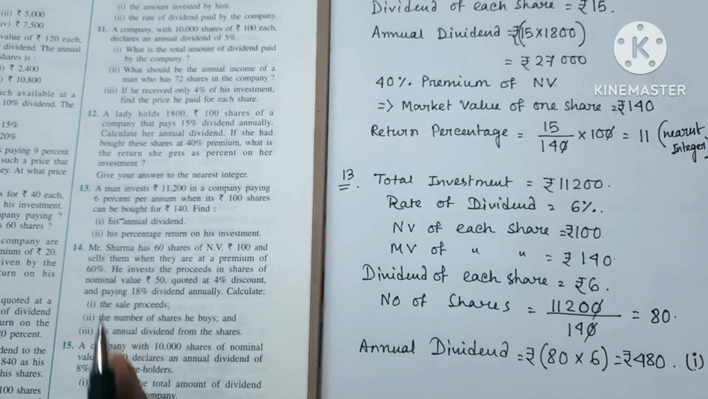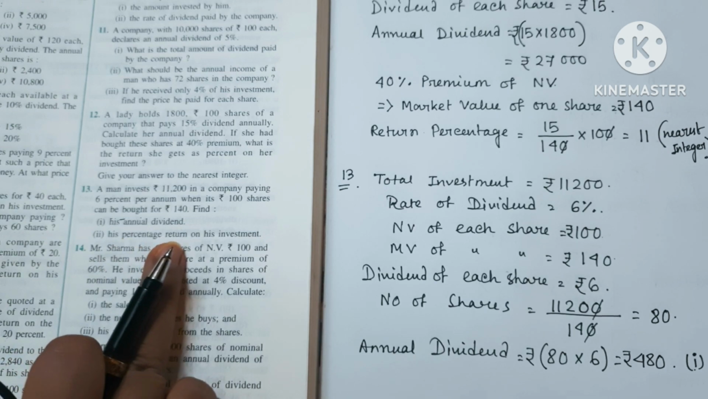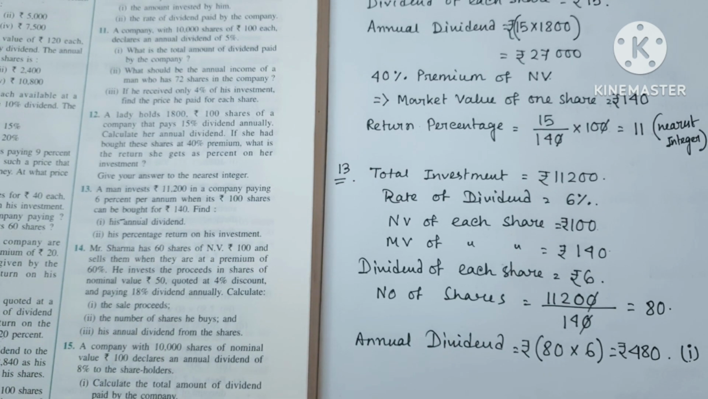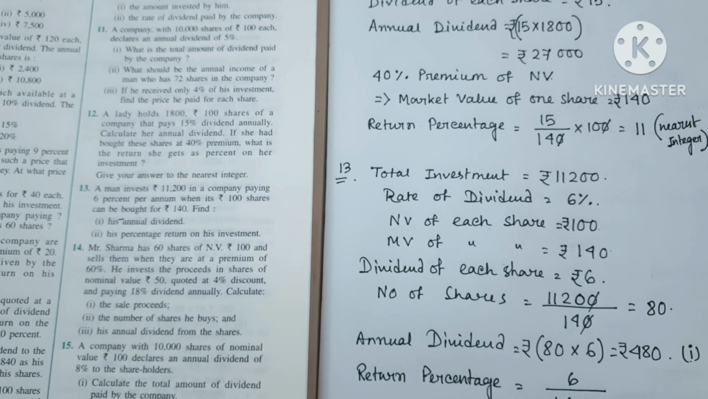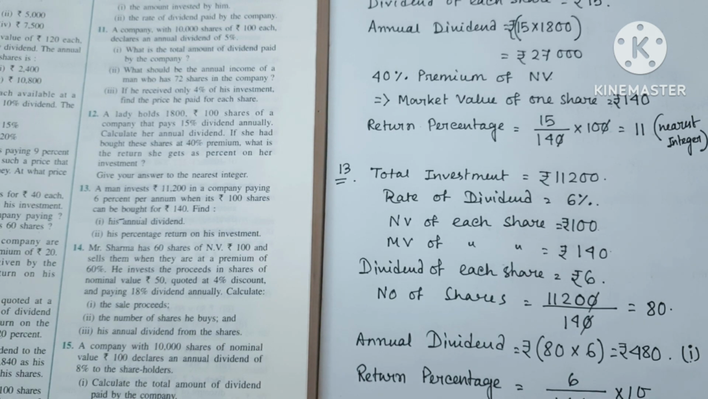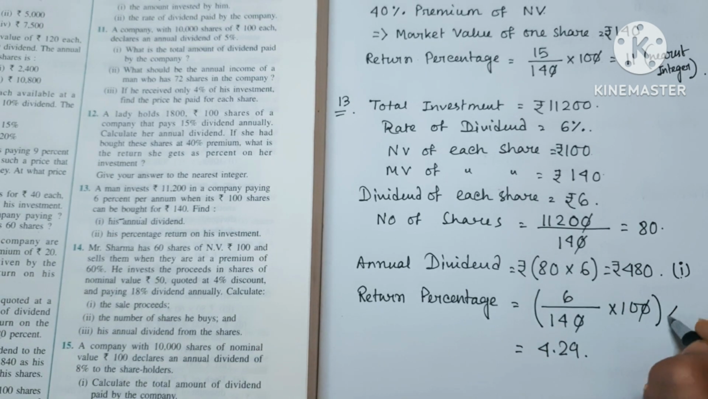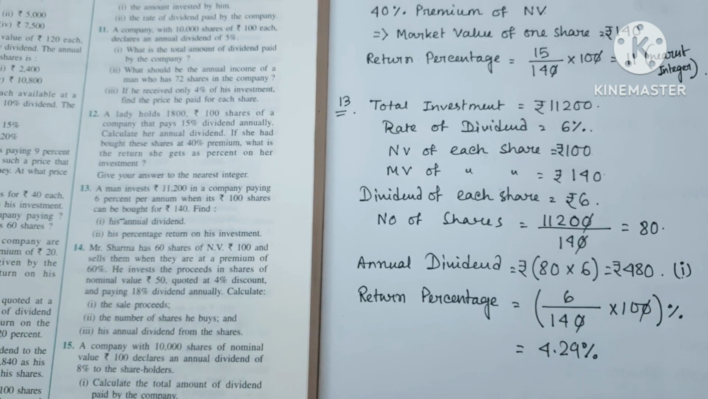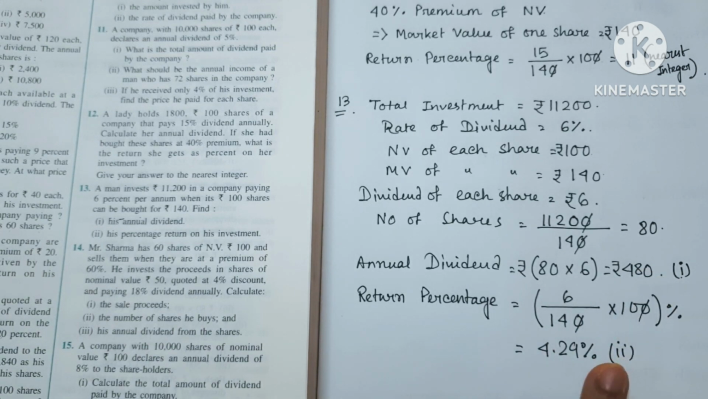Under 13, and his percentage return on his investment. Return percentage: dividend 6, market value 140, into 100. Obviously this will be percent. So these two will be the answer.